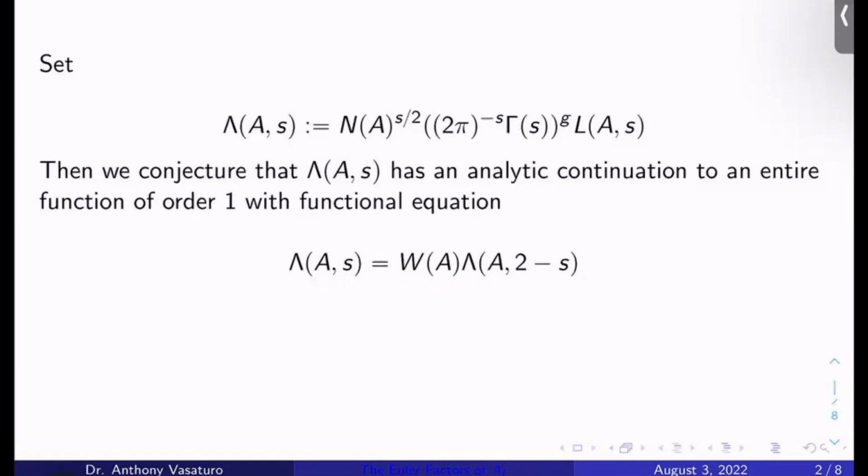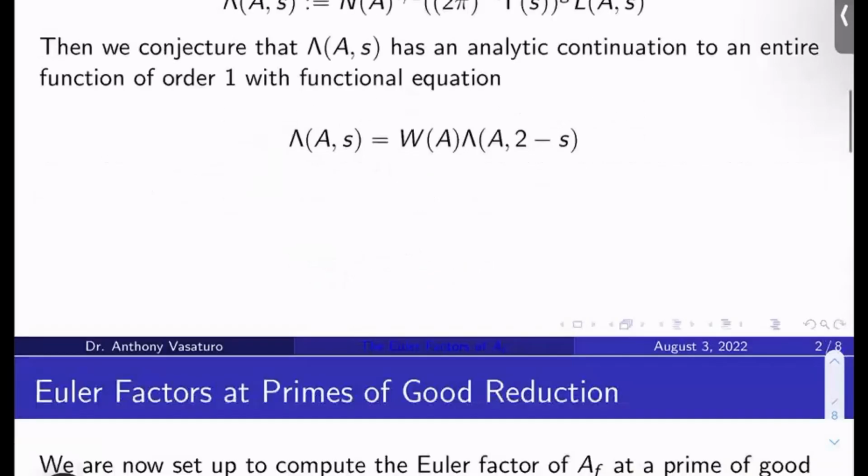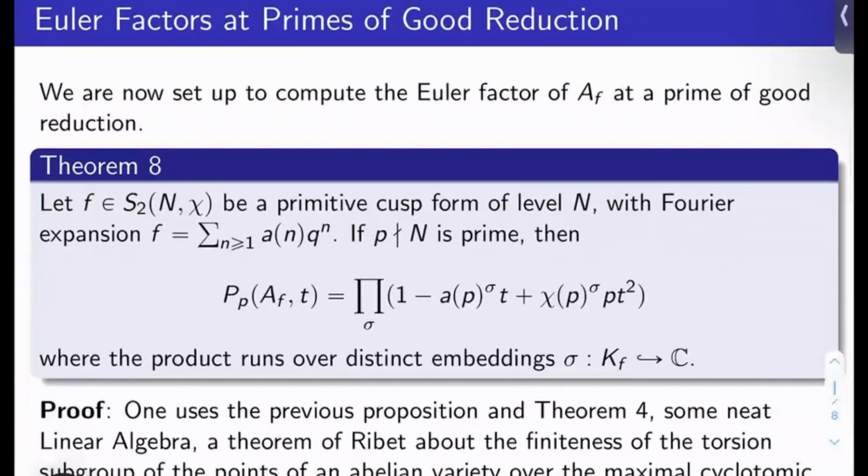Okay, so this would be a big deal if it was true. It would mean a lot for the theory of abelian varieties in general, and we could do much more with the L function. Okay, so let's take A_F now, a specific abelian variety attached to a primitive form F, and let's look at its Euler factors, its local L functions at primes of good reduction.